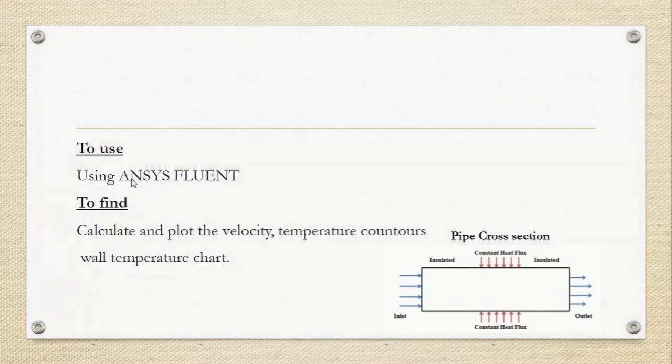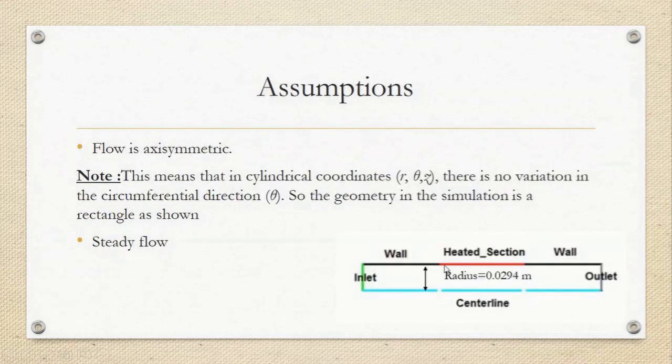Basically, we are going to use ANSYS Fluent and we have to calculate and plot the velocity and temperature contours and the wall temperature chart. Assumptions: the flow is axisymmetric. This means that in cylindrical coordinates r, theta and z there is no variation in the circumferential direction theta, so the geometry in the simulation is a rectangle as shown, and the flow is steady. We have inlet, outlet, center line, wall, and the red section is where we are giving constant heat flux. Its radius is 0.0294 and it's a center line.